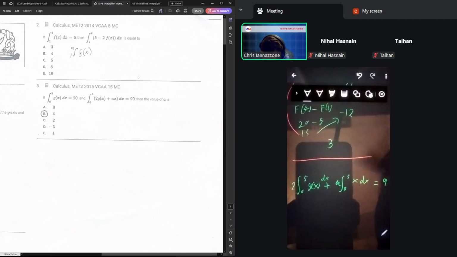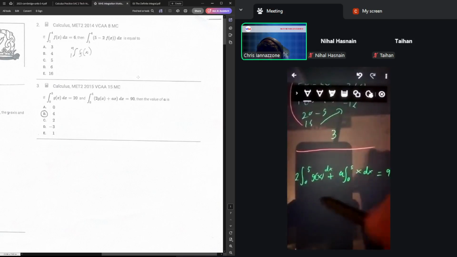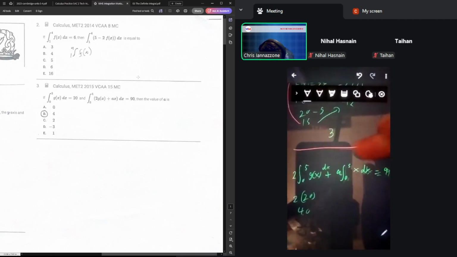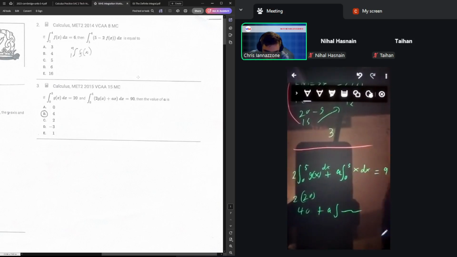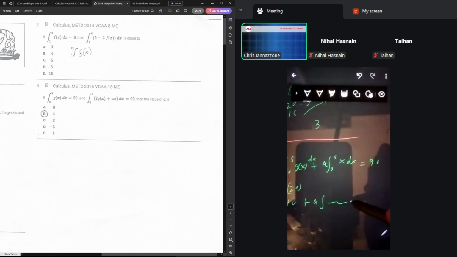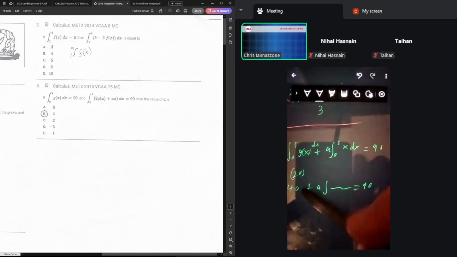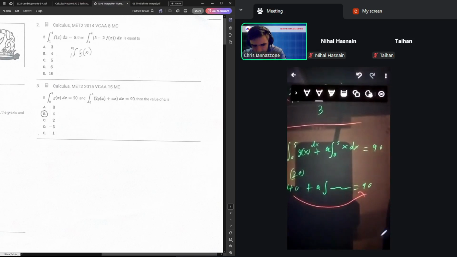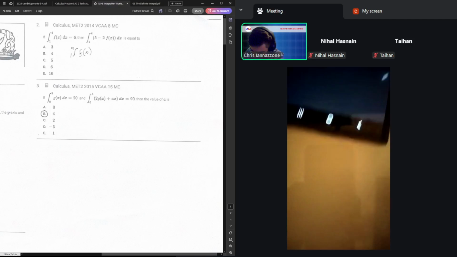From here, we have 0 to 5 of g. We already know that's equal to 20. So we're going to go ahead and replace that with 20. 2 by 20, getting you 40, plus the a integral from over here. That's going to equal 90. Again, using that same equation. From here, take them over, use the CAS to evaluate 0 to 5, and then finally you'll have your a on its own. So let's just go ahead and do that.